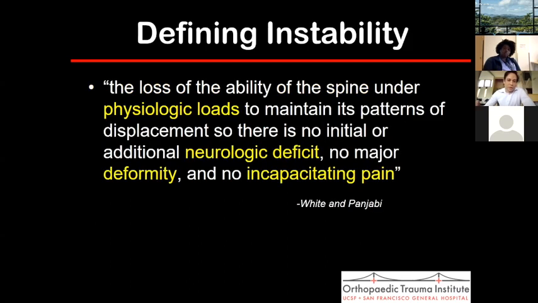And in terms of stability, I think it's always worth mentioning the classic White and Punjabi definition, in which we refer to instability as the loss of the ability of the spine under physiologic loads to maintain its patterns of displacement, so that there's no additional neurologic deficit, major deformity, or incapacitating pain.